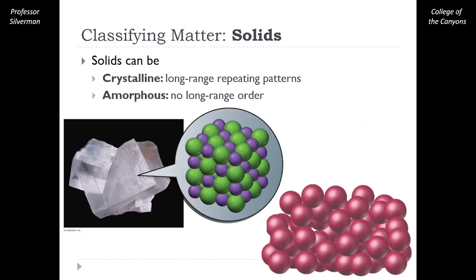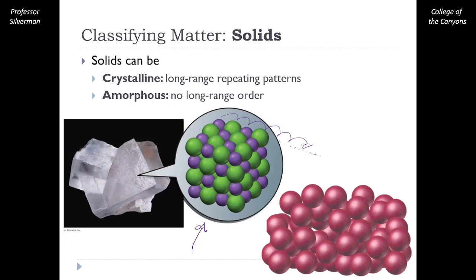We have two distinct pictures of our solids. Actually, we can classify these one step further. The solid on the left with our small purple atoms and our large green atoms is called a crystalline solid. Crystalline solids have long-range repeating patterns. There's going to be, in this case, a pattern of green, purple, green, purple, green, purple that can repeat forever and ever and ever as long as we want.